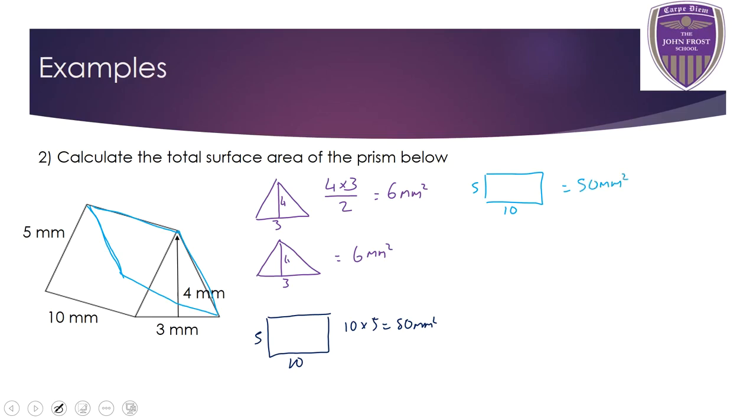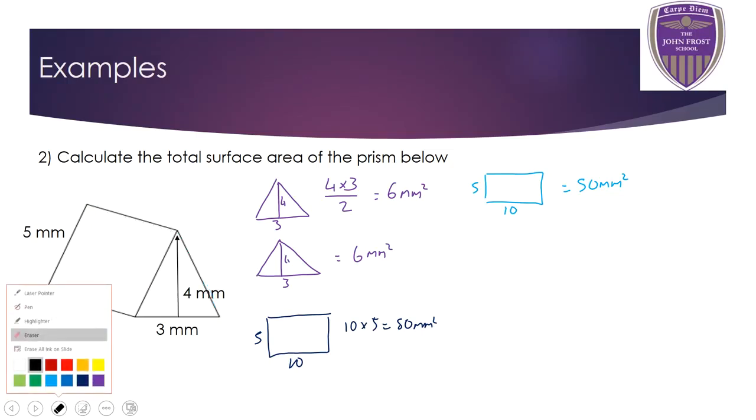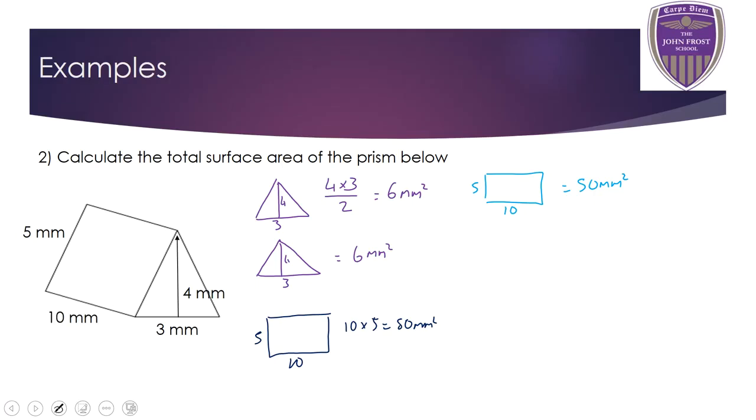And then the final one really on here will be the base of the triangular prism. So the base of the triangular prism, draw it out, is here. As we can see, the base is here, so it's 10 millimeters by 3 millimeters. So the base will be 10 millimeters by 3 millimeters, and 10 times 3 gives me an area of 30 millimeters squared.